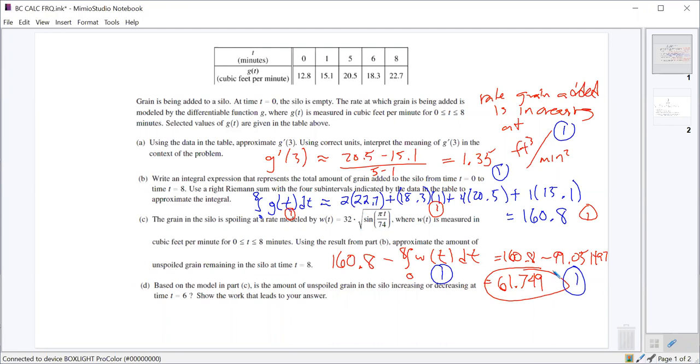For part D, we want to know if the amount of unspoiled grain in the silo is increasing or decreasing at t equals 6. Well, that ought to just be g of 6 minus w of 6. If that's positive, then it's increasing. And if it's negative, then the amount of unspoiled grain is decreasing. G of 6 minus w of 6 came out to be 2.236827, which is greater than 0. So we would say that at this time, we are putting in more grain than is spoiling. That's good. That's a positive.